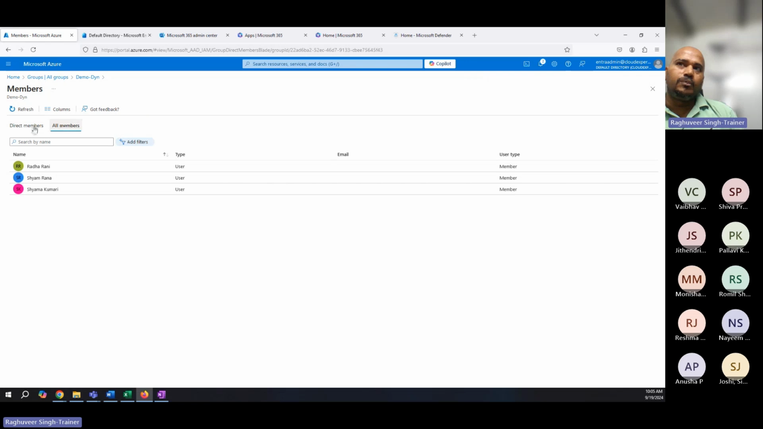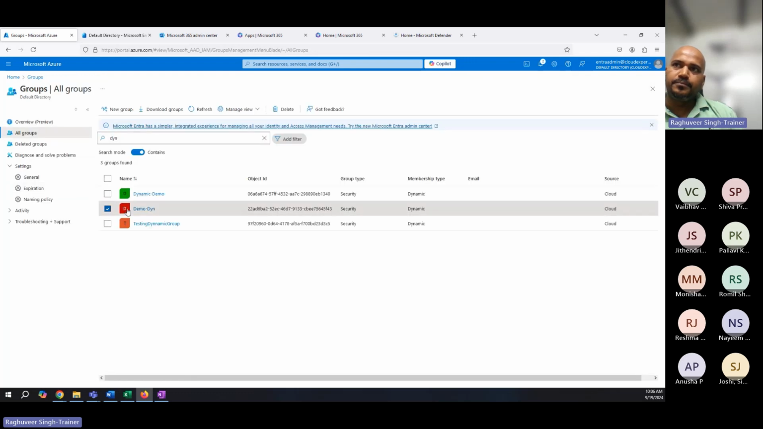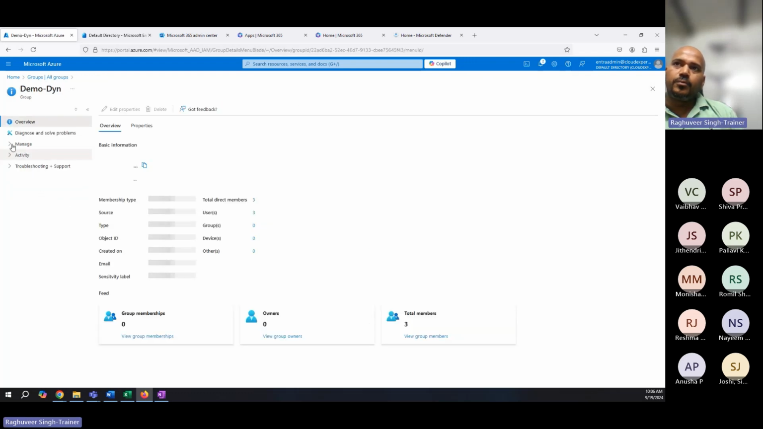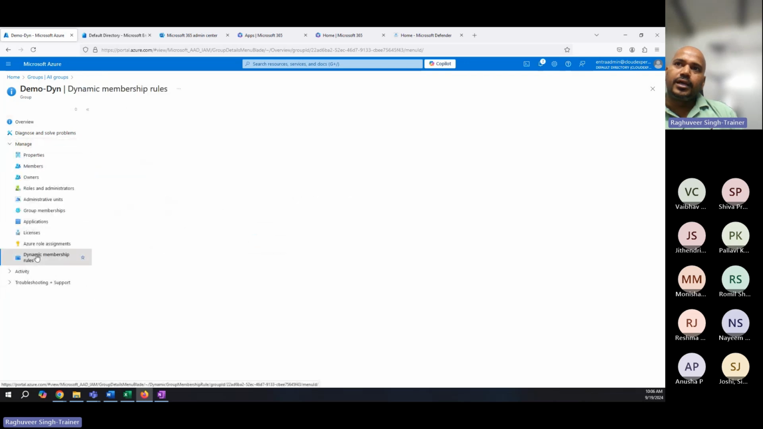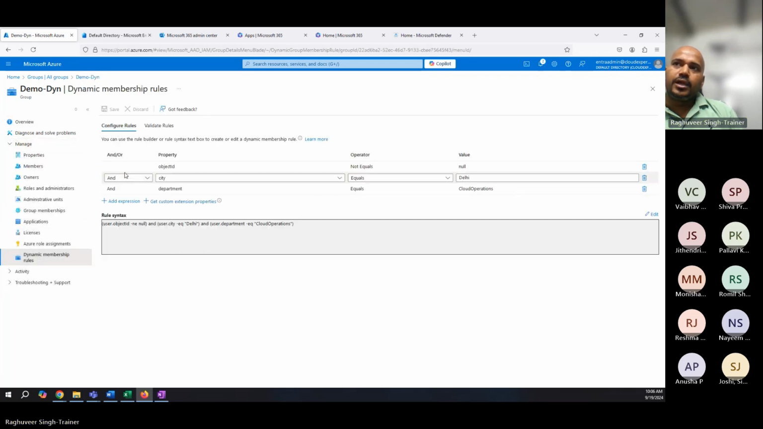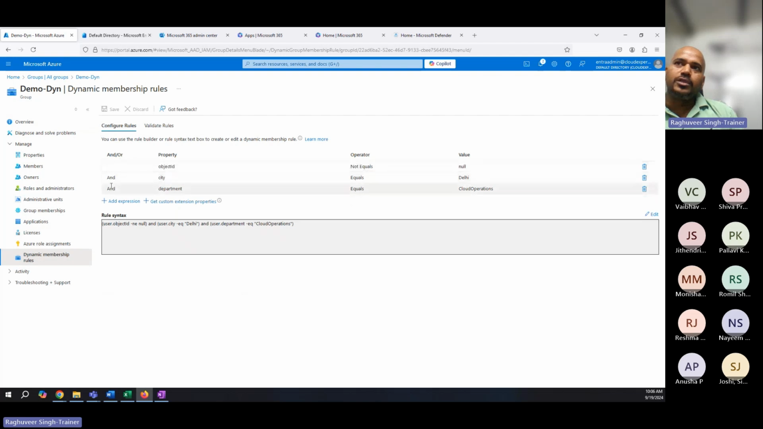And then you see all members also. Now understand the difference between direct members and all members. When you create a group, the members who join are those who satisfy all the conditions with the AND operator. There are two operators that you need to understand here. When I go to the group properties, dynamic membership rules, the operator that I'm using is AND. AND basically means that all three conditions must be satisfied.